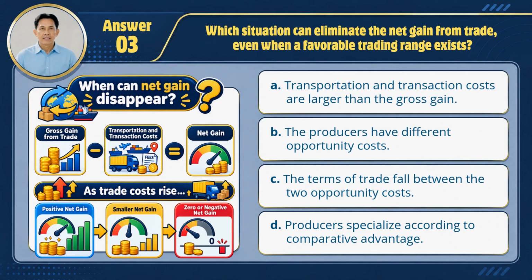The correct answer is A. Transportation and transaction costs are larger than the gross gain. Remember, net gains equal the benefits from exchange minus the costs of carrying out the trade. If transportation and transaction costs become too high, the net gain can fall to 0 or become negative.